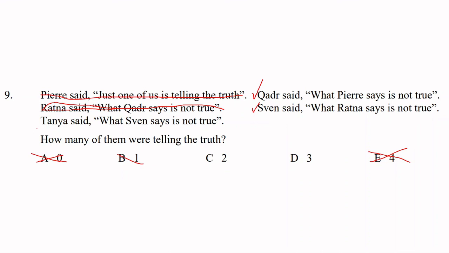As well as this, because what Tanya says is contradictory to what Sven says, and we know Sven is true, then Tanya must be false. Therefore, we can cross off Tanya as well. Therefore, we can cross off the 3. Therefore, the answer is 2. And that's the whole question.